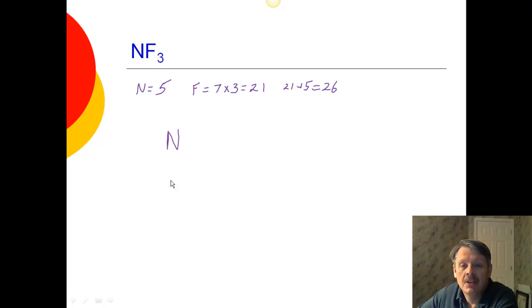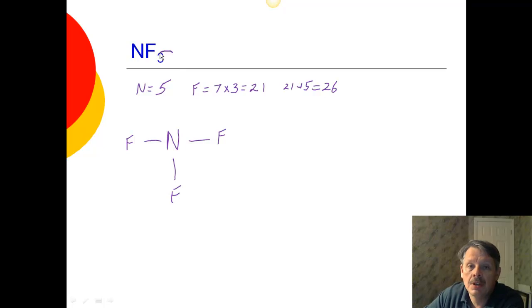Okay, so now what do we do? We have a total of 26 electrons. Now we have to make a bond for each of the fluorines. Now again, I'm going to draw these as lines, just because I'm sick of drawing little dots. And here's fluorine over here, and here's fluorine over here, and here's fluorine over there. Why are there 3 of them? Because it says there are 3 of them. Okay? So that's a total of 2, 4, 6 electrons, and I need a total of 26.